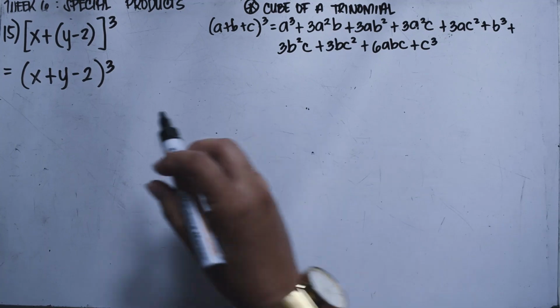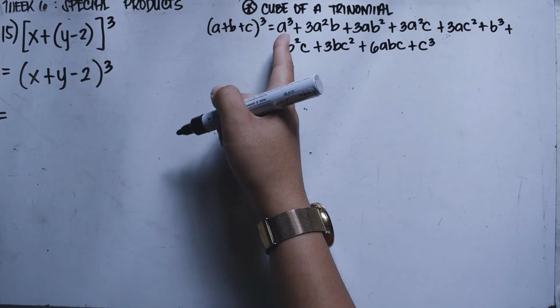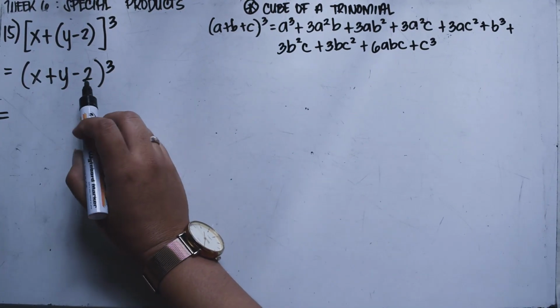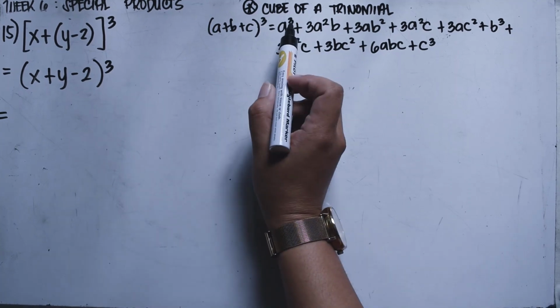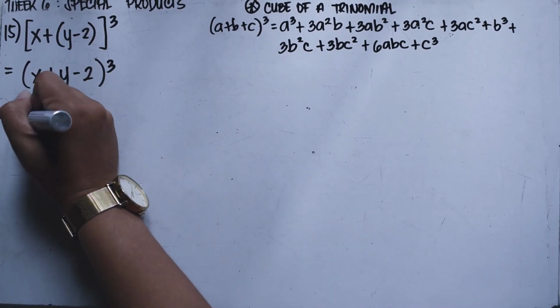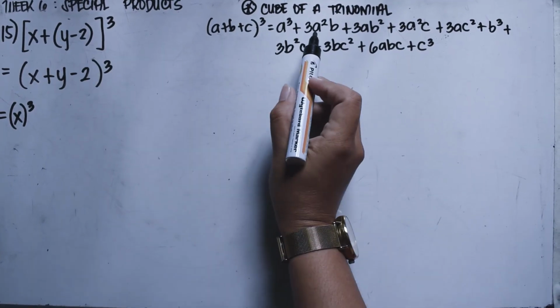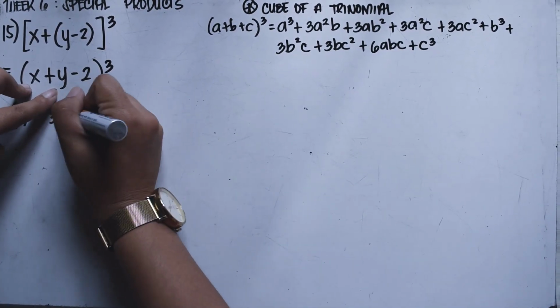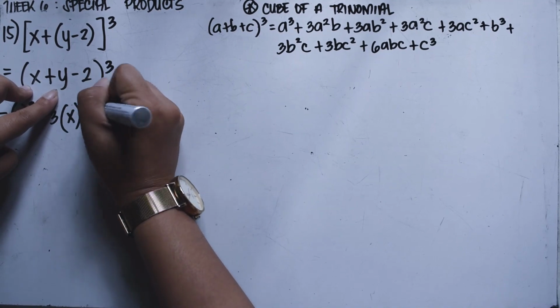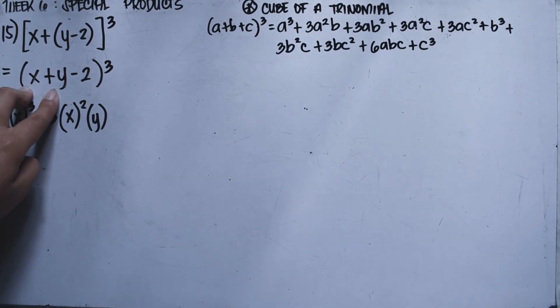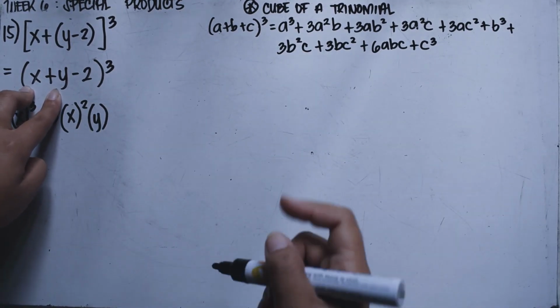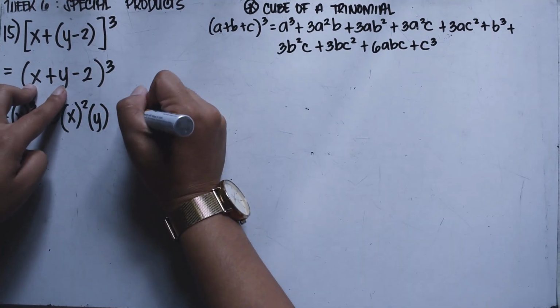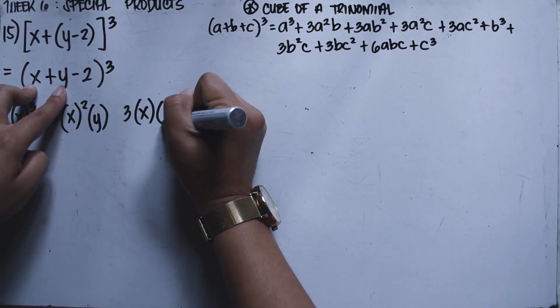Isa-isahin natin, katulad nung kanina. Unang gagawin, cube si first term. Guys, dahil may negative din, sama natin ulit si sign, ha? Again, cube the first term, so cube natin si x. Second, thrice the product nitong dalawa. Wala munang sign. Thrice ng product nitong dalawa, pero yung una ang naka-square. Madali lang, di ba? Next, thrice din ang product nitong dalawa, pero ang naka-square naman ay yung pangalawa, si y.